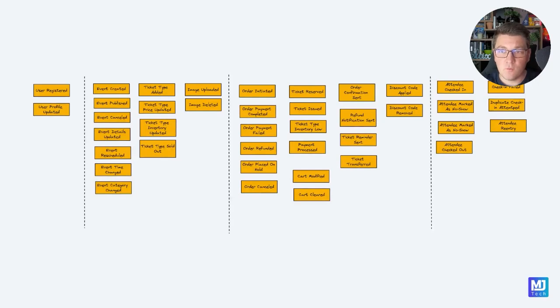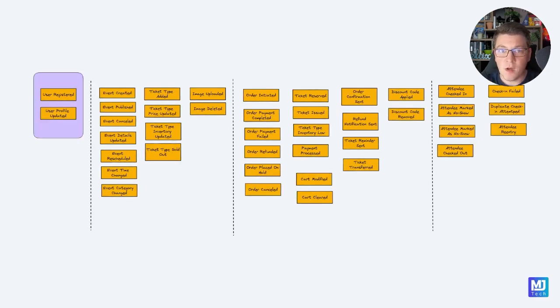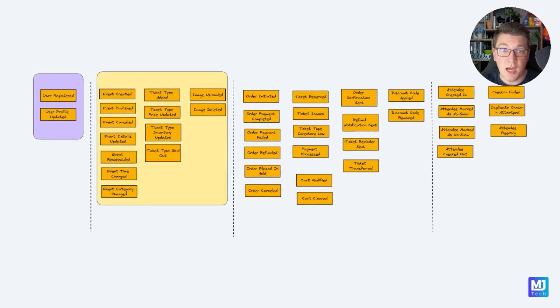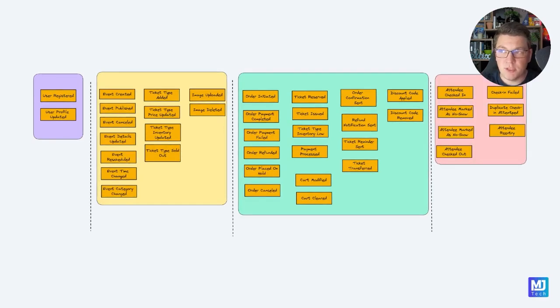Here's an example of what the potential domain boundaries could look like by organizing the domain events on a timeline and grouping together related events. So we could have one boundary here related to users, another boundary related to events, ticket types, and images, another boundary related to orders, carts, checkout, payment processing, generating tickets, issuing refunds, and so on, and then one more boundary related to attending an actual event with domain events like attendee checked in, check-in failed, attendee re-entry, and so on.